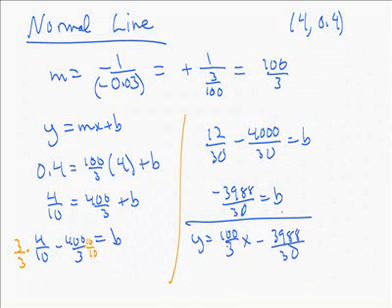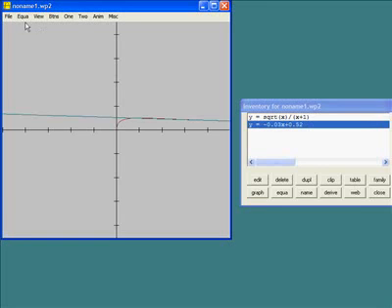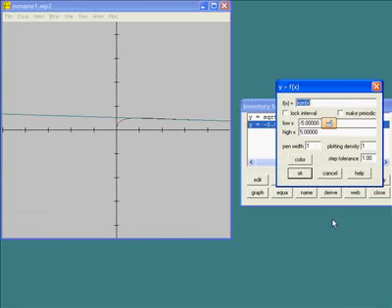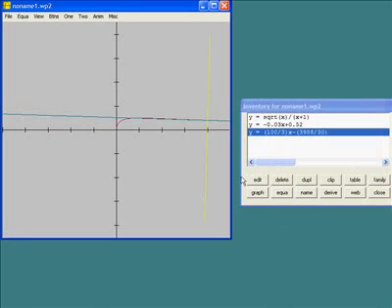Let's go ahead and put that into our graph and see if we can get a normal line there, the way it's supposed to look. So we see this is going to be 100 over 3 x minus the quantity of 3988 over 30. Now what we should see here is a line that is going right through this point here and perpendicular to our tangent line. Let's hope it works. There it is. Yeah, perpendicular to our tangent line going right to that point at (4, 0.4). So that's how we find the equation of a normal line.